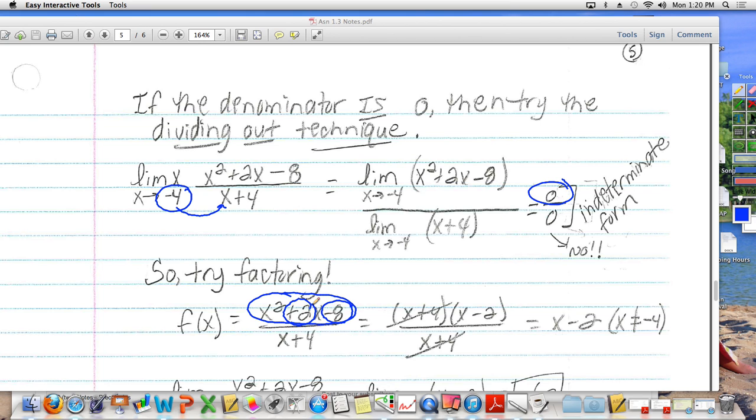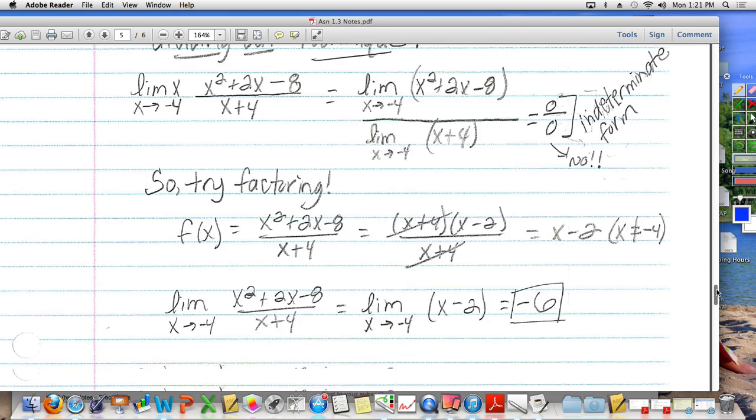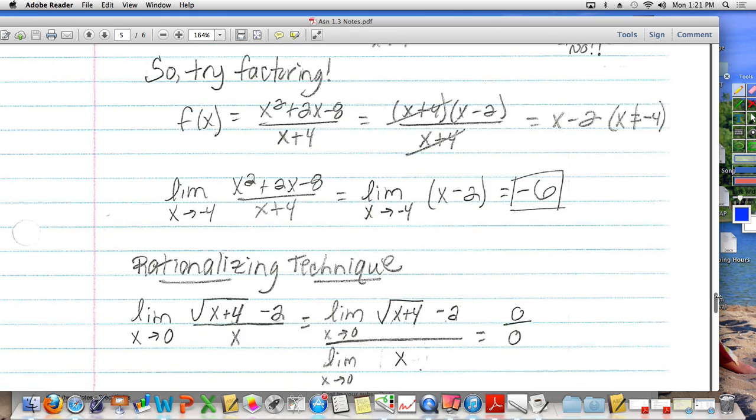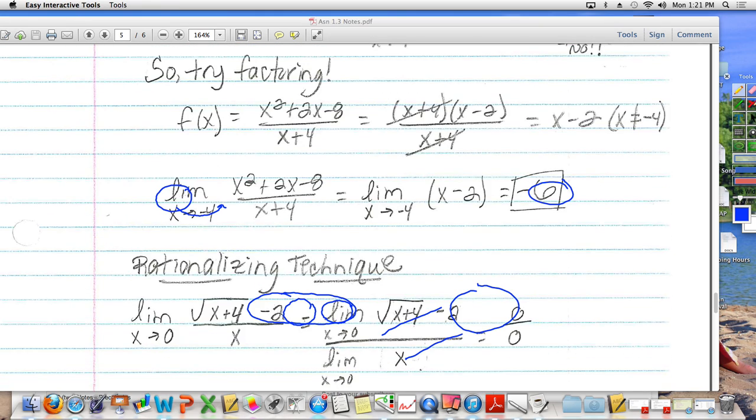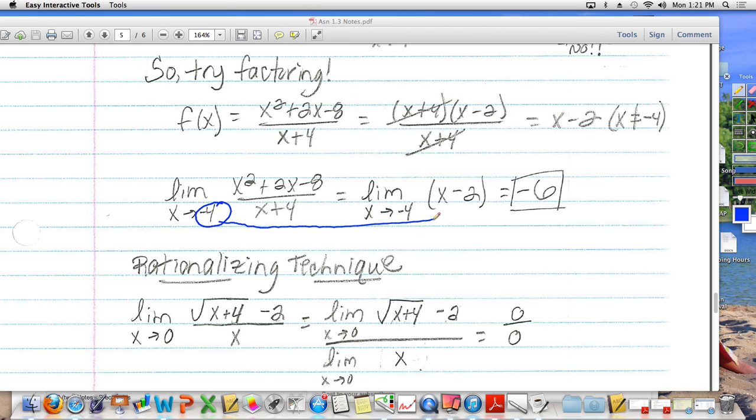All right. So the x plus 4's cancel out, leaving you with x minus 2. All you need to do then, of course, is to plug that. I'm going to scroll down here a little bit. All you need to do is plug in that value of -4 into your function, plug it in to your x minus 2, leaving you with -6. So the limit as x approaches -4 of that rational function is equal to -6.